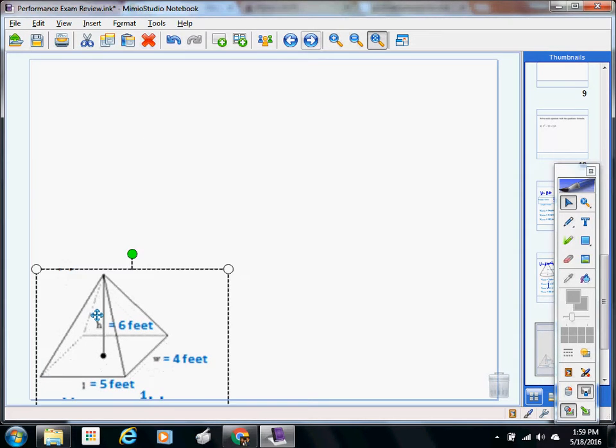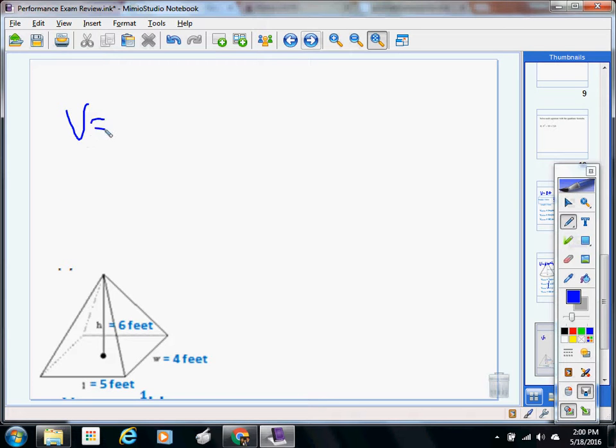What is this? Pyramid. What kind of pyramid? Rectangular pyramid. Formula for a pyramid? Base times height divided by 3. 1/3 base times height. What's the base? Keep trying. 20. Base is 20. It's a rectangular pyramid. What's the height? 6. So 20 times 6 divided by 3. 40. Wait a minute now.